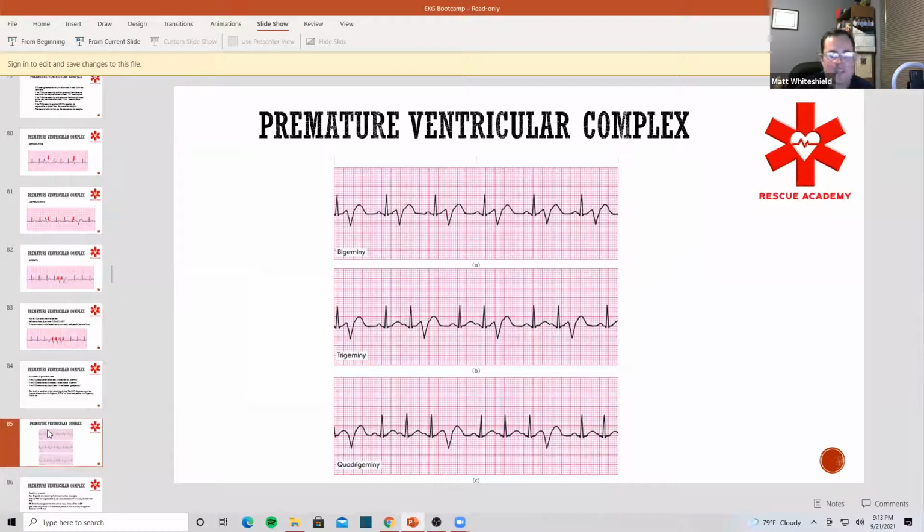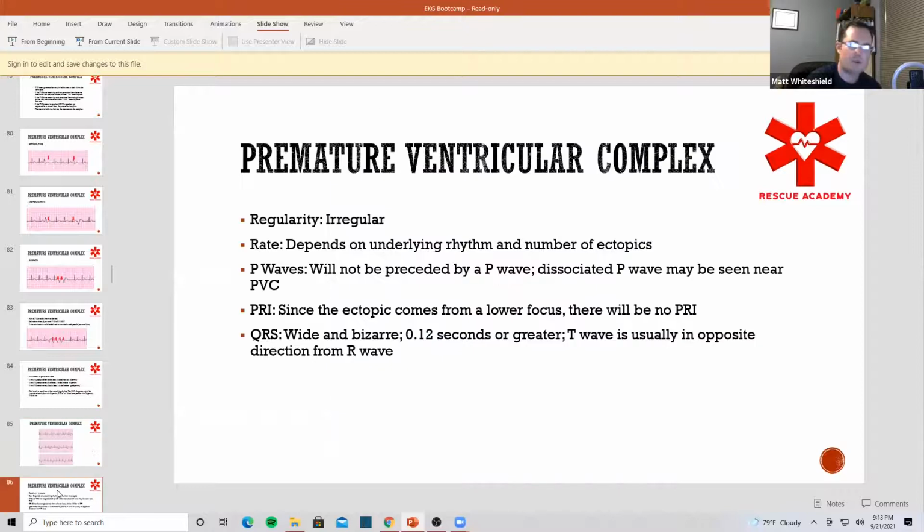Trust me, I always see students call this one trigeminal and this one bigeminal because they see 2 beats in between. That's not how it works. Okay. And remember, if the PVC is the 3rd beat, it's trigeminal. If the PVC is the 4th beat, it's quadgeminal. However you want to memorize that.